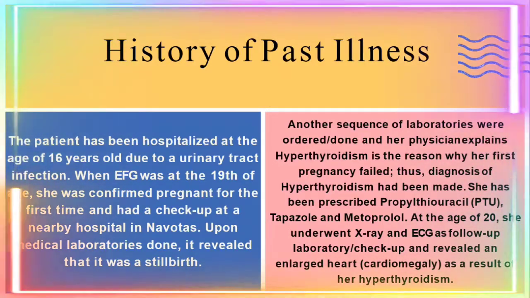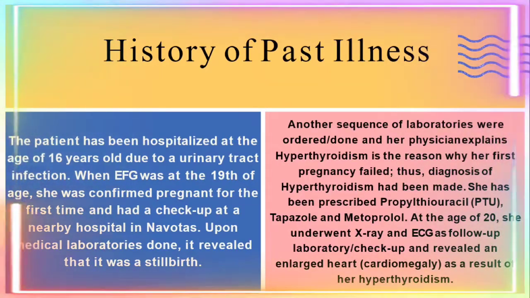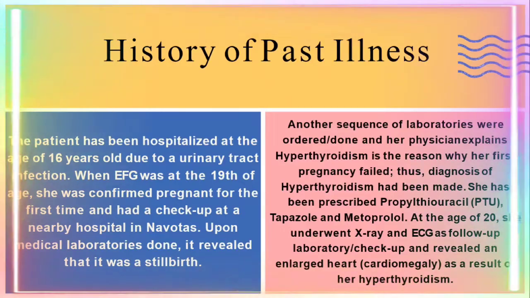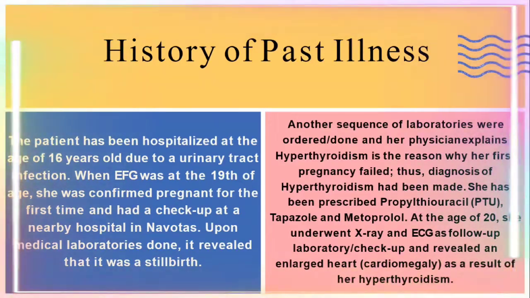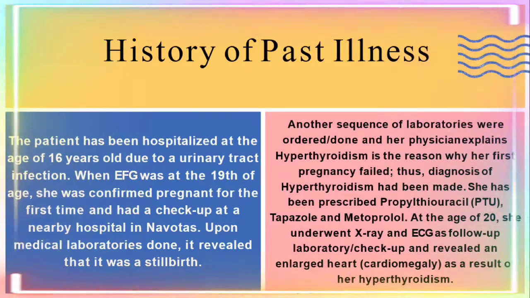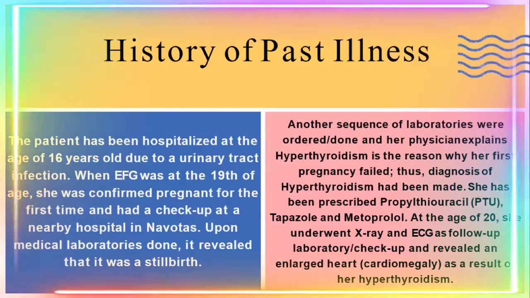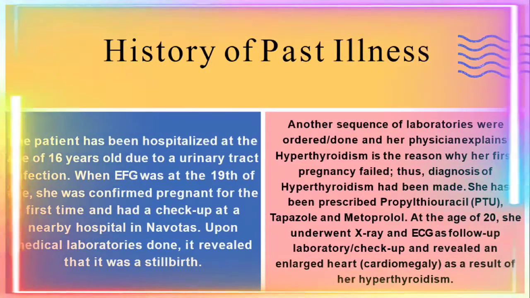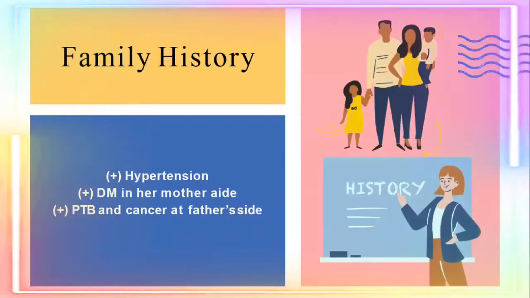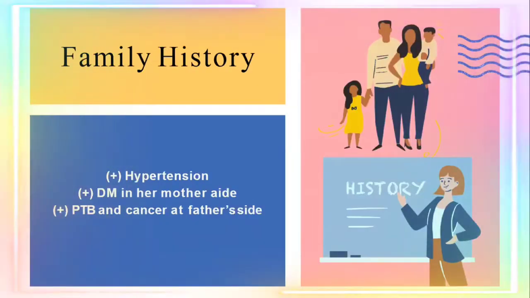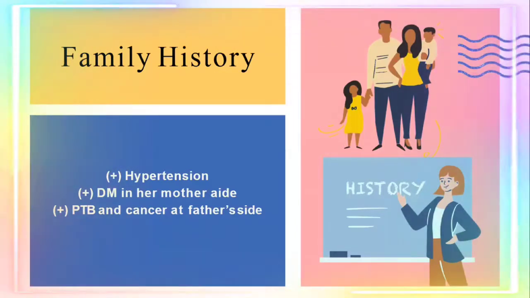She has been prescribed propylthiouracil, tapazole, and metoprolol at the age of 20. She underwent X-ray and ECG as follow-up laboratory checkup, which revealed an enlarged heart as a result of hyperthyroidism. Next slide. For the family history, hypertension and diabetes mellitus on her mother's side, PTB and cancer on her father's side. Next slide.